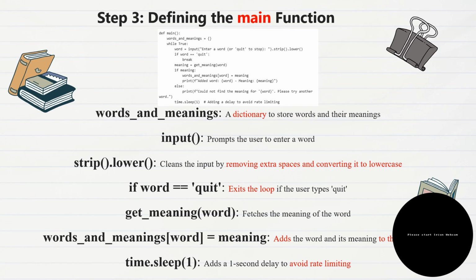If the user wants to end the dictionary checking, we need to have a break. If word equals quit, then exit the loop. After using the function getMeaning, use words_and_meanings with the word inside square brackets equal to the meaning to add them into the dictionary. To avoid rate limiting, use time.sleep(1) to add a one second delay.